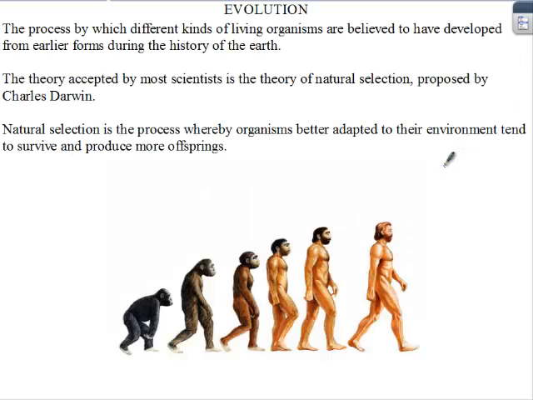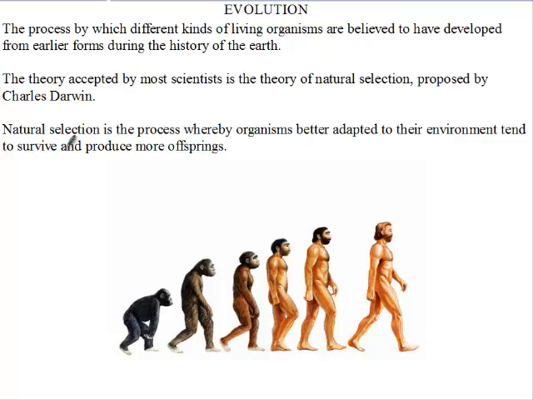Now, what is evolution? It is the process by which kinds of living organisms are believed to have developed from earlier forms during the history of the earth. It is believed the human developed from the chimpanzee millions of years ago.